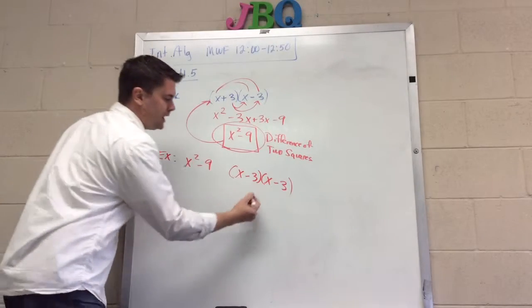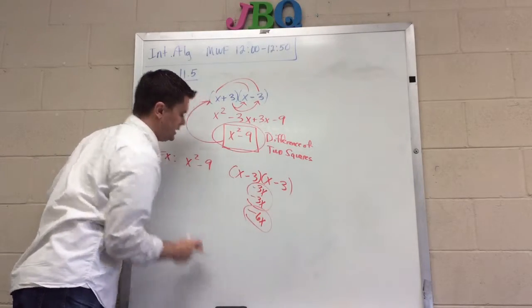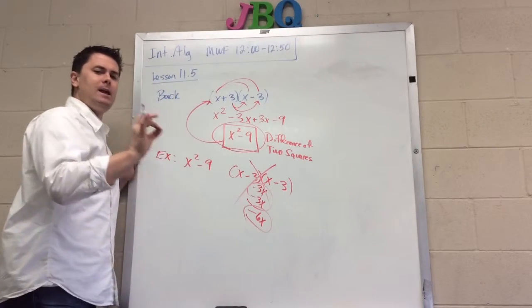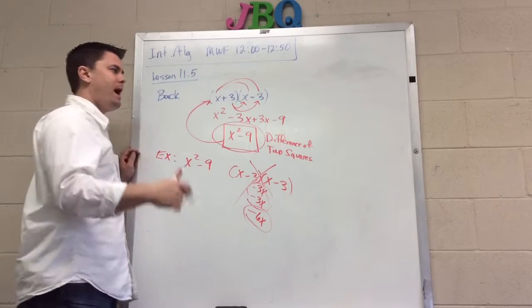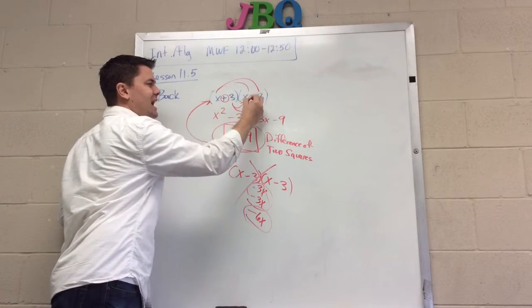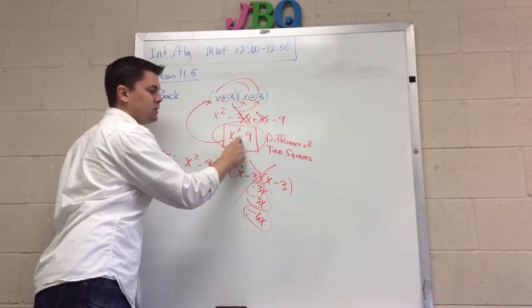If you FOILed that, you'd get negative 3x, and you'd get negative 6x. But wait a second, there's no negative 6x. That's not right. The key for the difference of squares is just a pattern. Notice that the signs here were different, positive and negative. That's what's going to knock out that middle term. That's why the middle term's not there.